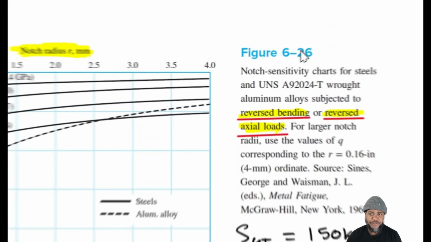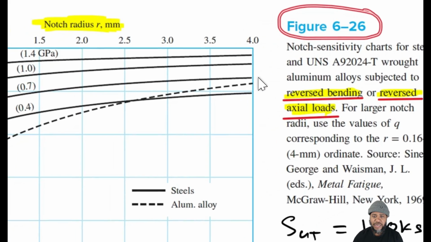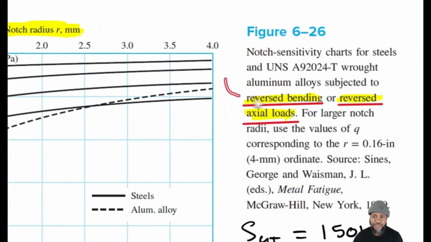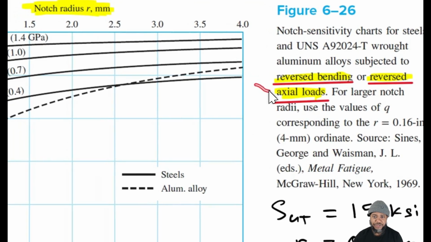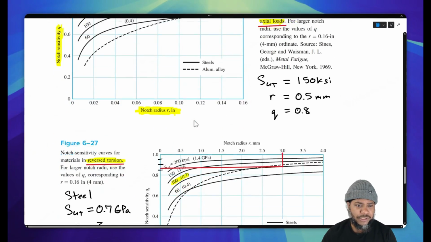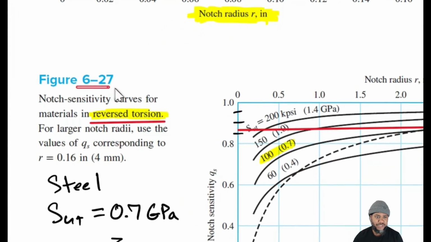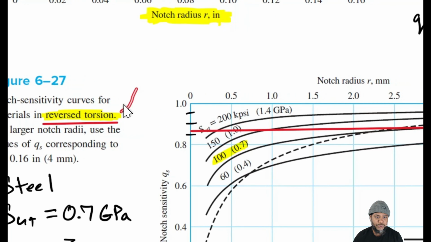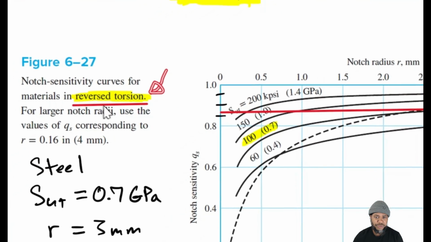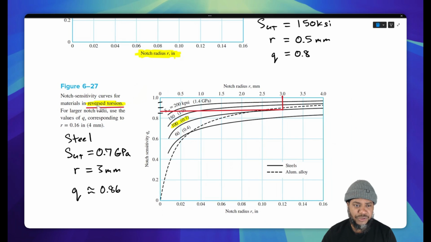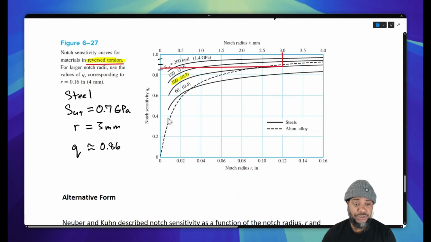Let's also note that this particular chart is for reversed bending or for reversed axial loads. We also have a figure 6-27 for reversed torsion. So this factor also depends on the loading condition, the loading type. So we'll need to be careful in selecting which of these charts to use.